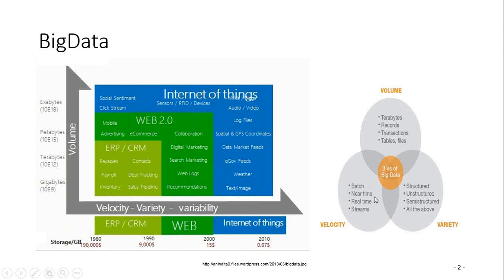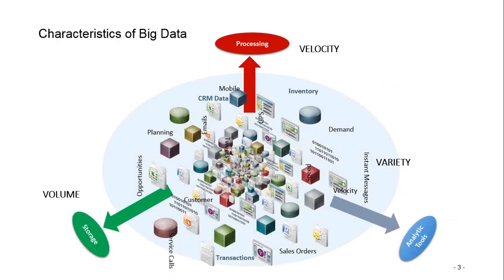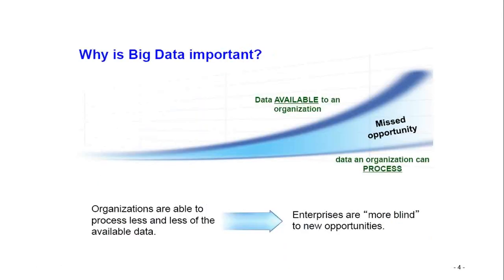And the last one, velocity: earlier it was batch, then near real time and real time, and now we are talking about streaming data. To handle this kind of huge data, we need a new mechanism. These are some of the characteristics I just spoke about. These are the various systems that have been generating data, and we need to provide insights on this data.